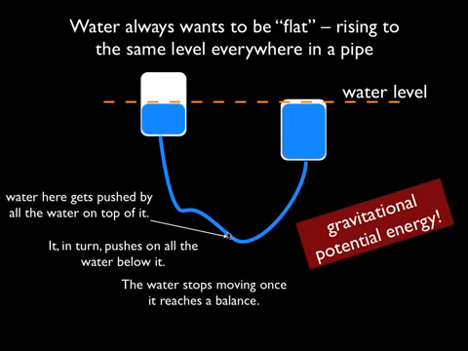And what happens is that if you look at any particular molecule of water here, it's getting pushed by all of the water that's up on top of it. And that water is pushing down on this poor little water molecule, which then in turn pushes all the other water molecules in the line. And you basically have this interconnected chain of pushing. And the water is going to stop moving once it's balanced, once there's the same amount of push on one side as on the other, such that everything always rises up to the same level.